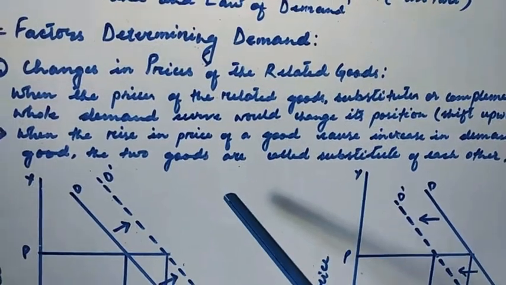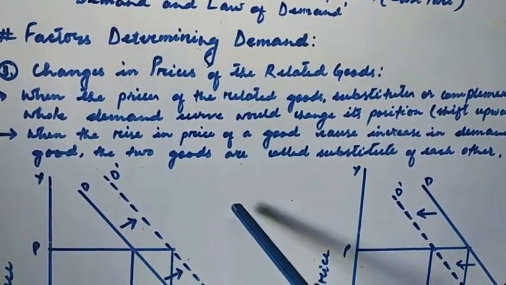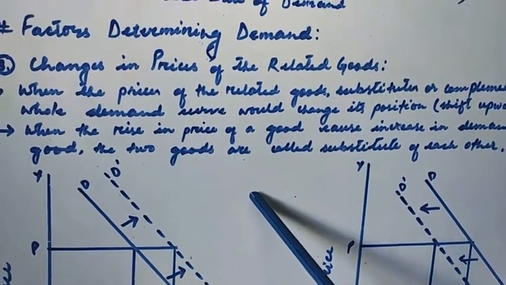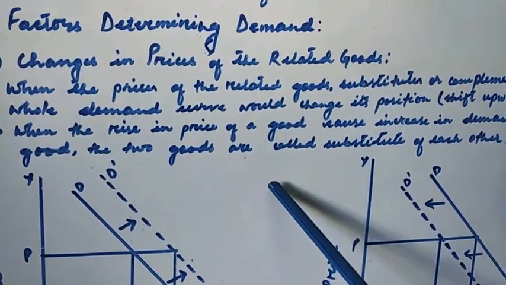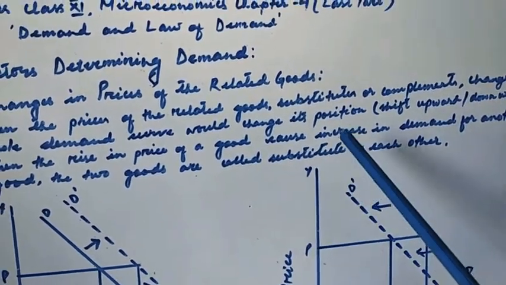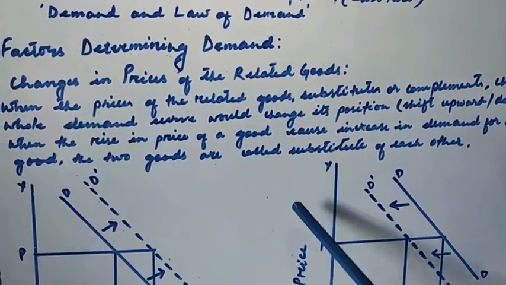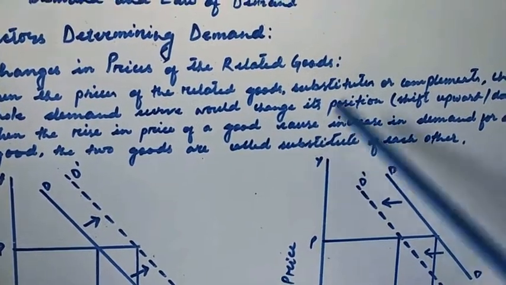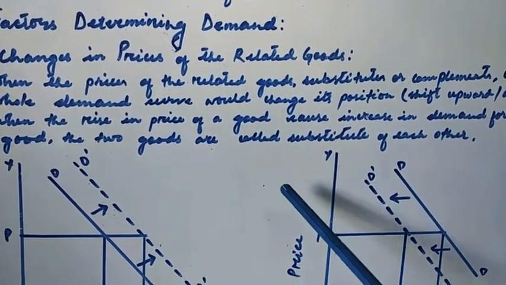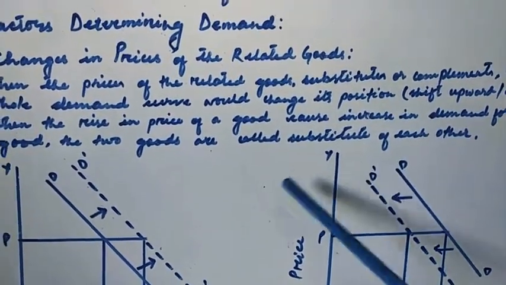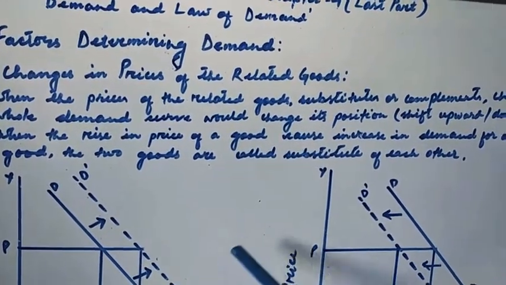Let us say the price of coffee has increased. With the increase in the price of coffee, the demand for tea will increase because the price for coffee has increased. So the price of coffee increases, the demand for tea increases, and vice versa.